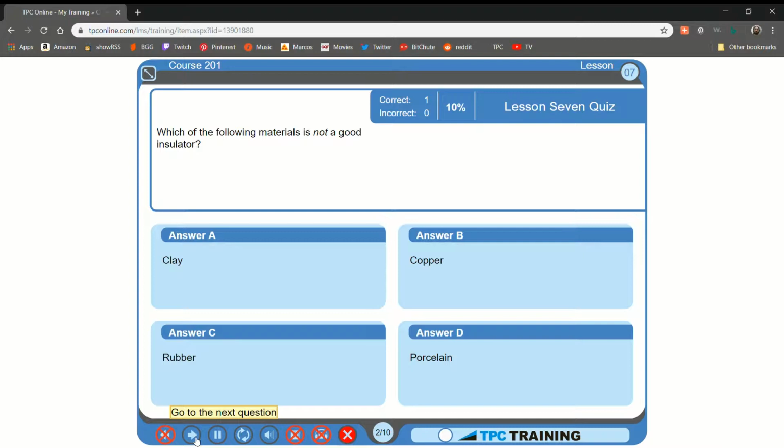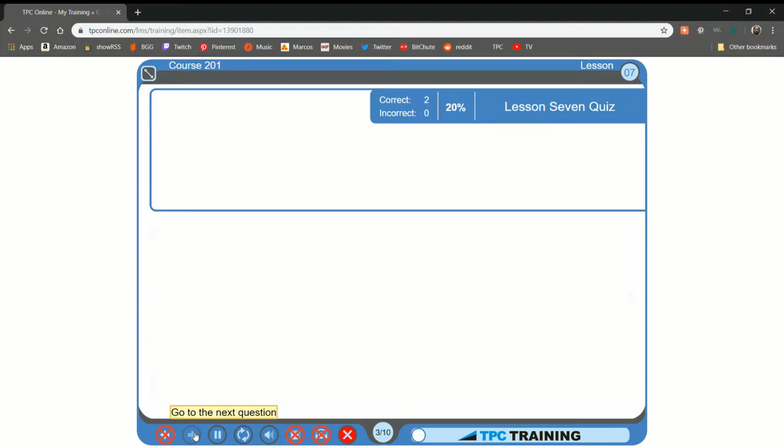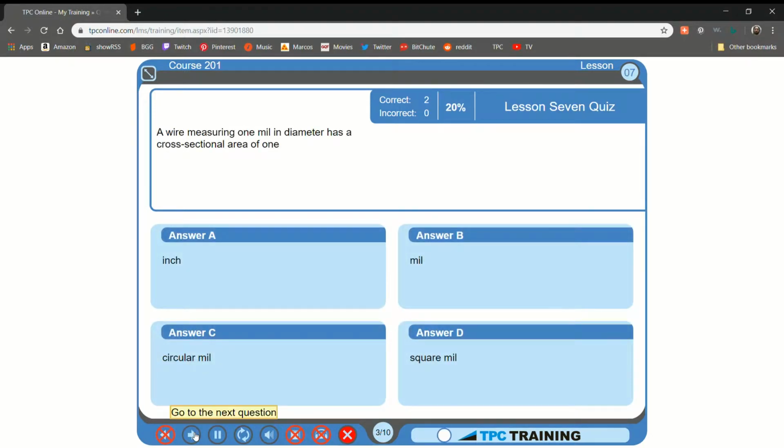Which of the following materials is not a good insulator? A. That is correct. A wire measuring 1 mil in diameter has a cross-sectional area of 1 A. inch. That is not correct. The potential difference that causes the breakdown of insulation is called A. The break. That is not correct.